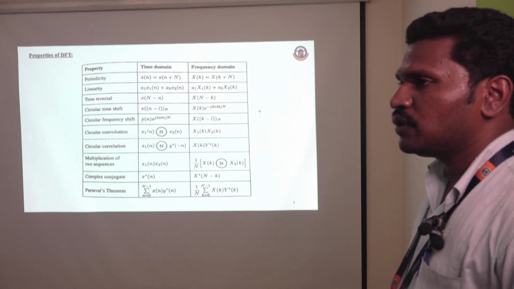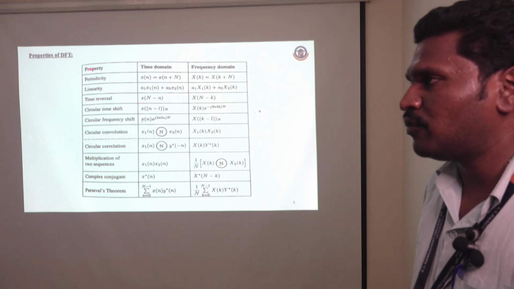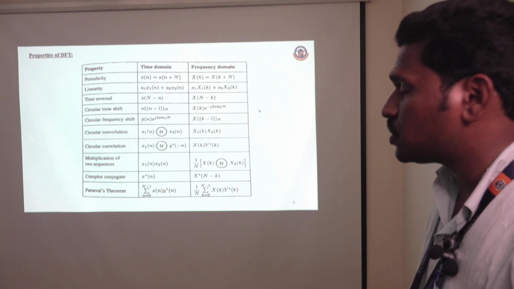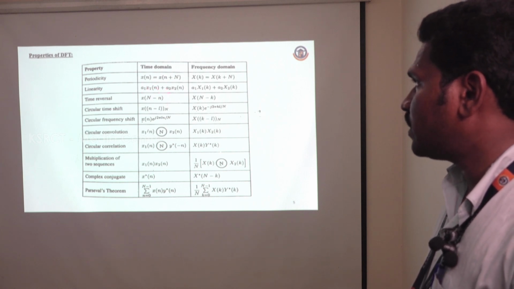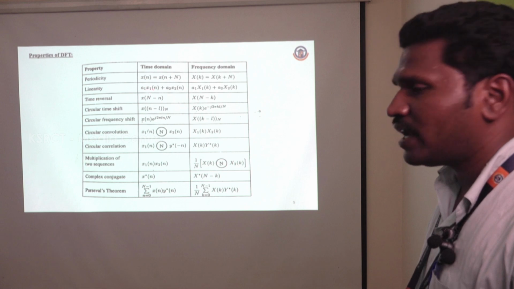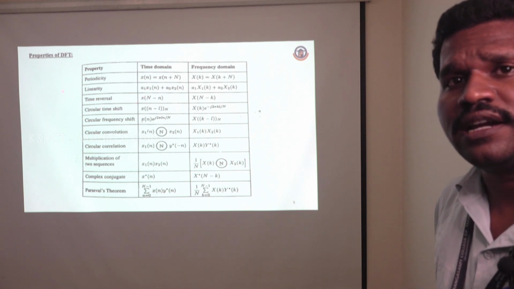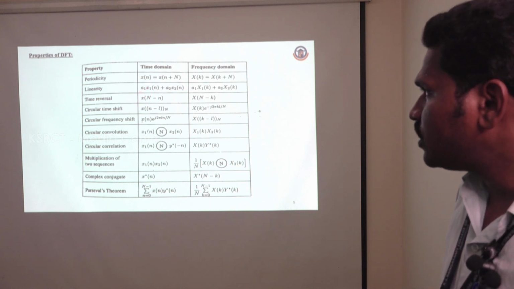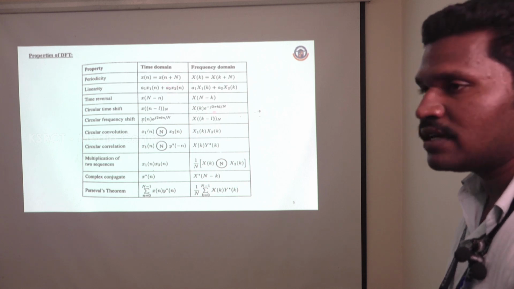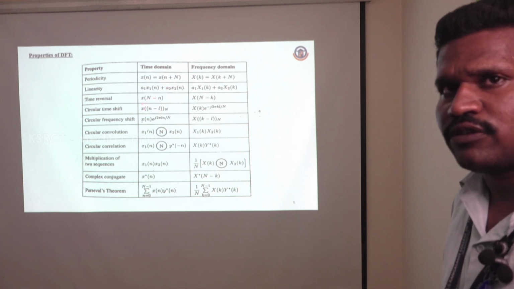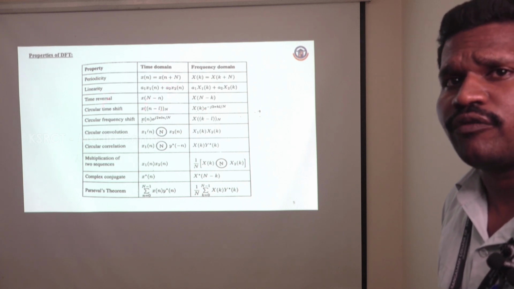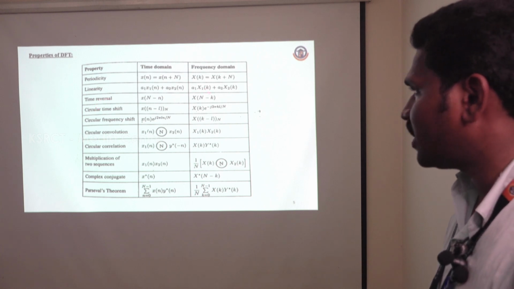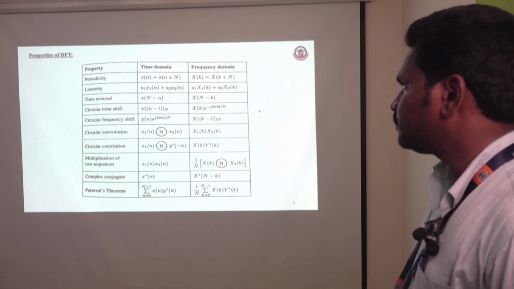And the linearity: as we know, when two signals are linearly added, the coefficients are also multiplied. A1 x1 of n plus A2 x2 of n, where x1 of n and x2 of n are the two sequences to be linearly added with coefficients A1 and A2. Therefore, in the resultant DFT, the frequency domain information also has the coefficients multiplied, like A1 X1 of k plus A2 X2 of k.